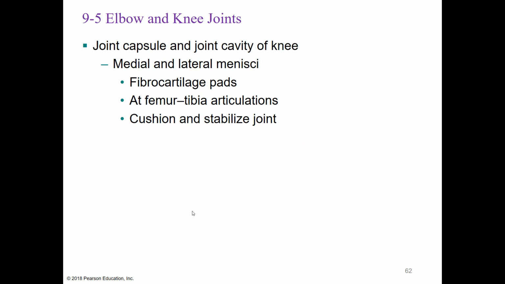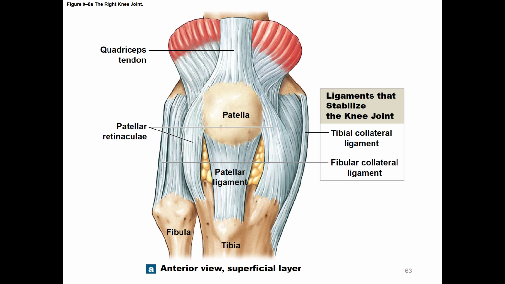So in the joint capsule and joint cavity of the knee, we have a medial and lateral menisci. Fibrocartilage pads are what the menisci are made out of at the femur-tibia articulations, and they will cushion and stabilize the joint. This is going to help us to avoid bone-on-bone contact.